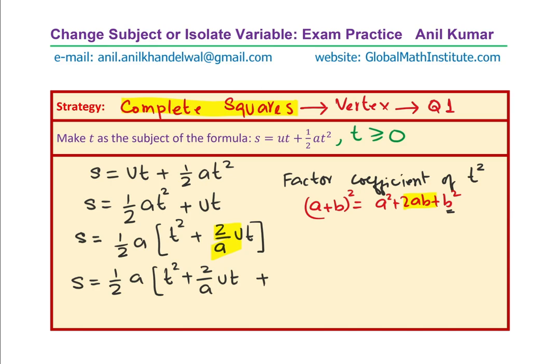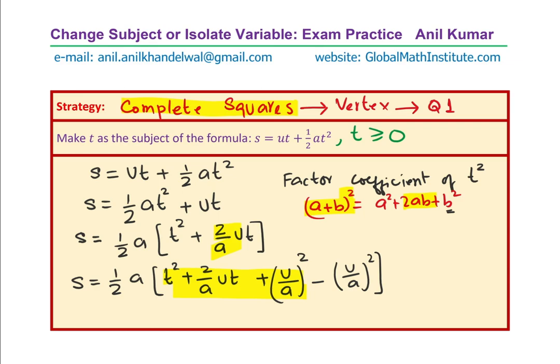So half of this, the 2 gets cancelled, u over a, right? We need to square this. So that becomes the b part. And you cannot change it, so therefore we add and subtract the same thing. Now you can see that the trinomial we have can be written as a perfect square.